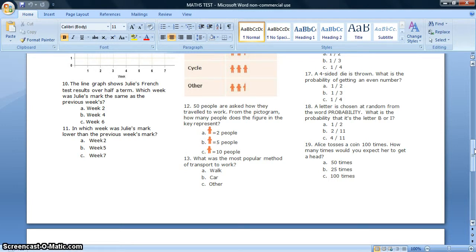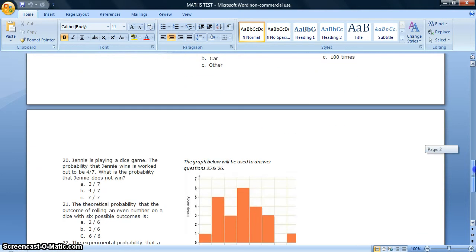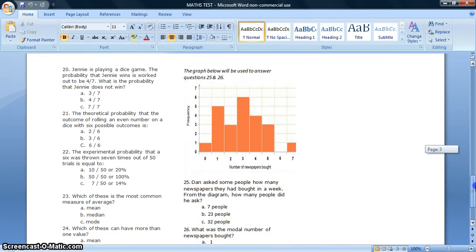Question 19. Alice tosses a coin 100 times. How many times would you expect her to get a head? A. 50 times, B. 25 times, C. 100 times. Question 20. Jenny is playing a dice game. The probability that Jenny wins is worked out to be 4 out of 7. What is the probability that Jenny does not win? A. 3 out of 7, B. 4 out of 7, C. 7 out of 7.